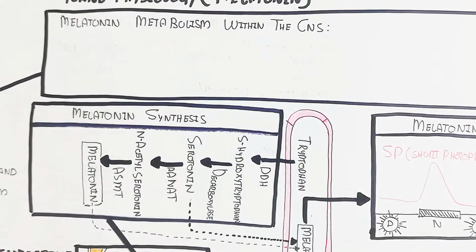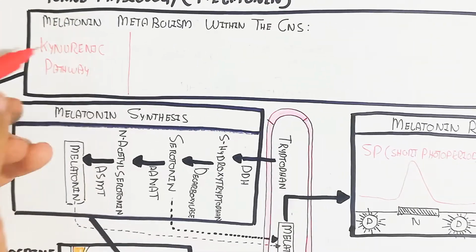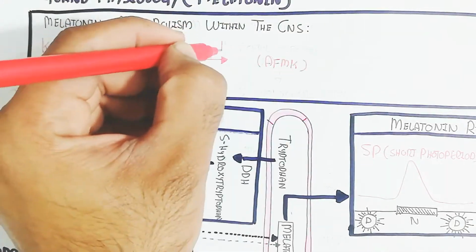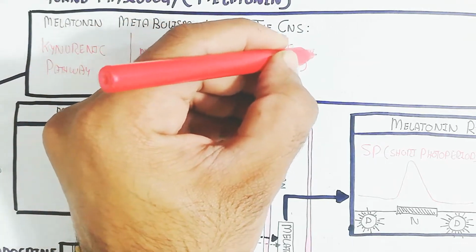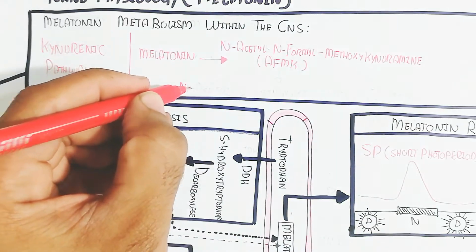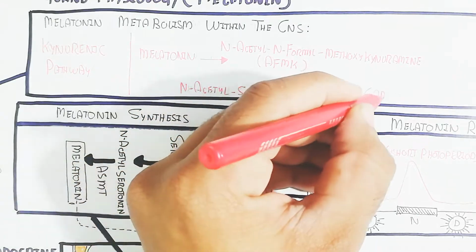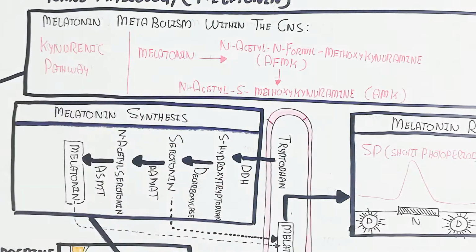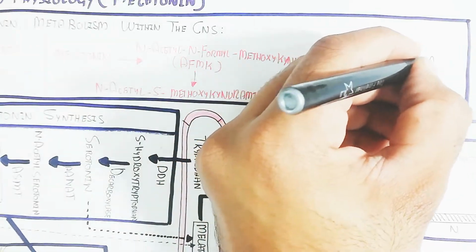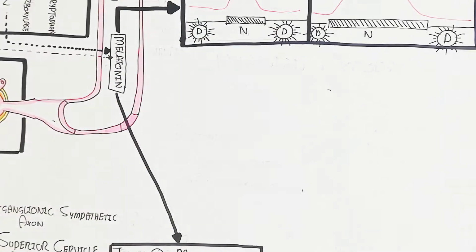So let's begin to understand melatonin metabolism within the central nervous system. In the kynurenic pathway, melatonin will be converted into N-acetyl-N-formyl-5-methoxykynuramine (AFMK) and N-acetyl-5-methoxykynuramine (AMK). Free radical scavenging will occur, and this is the conversion of the compound into different molecules.